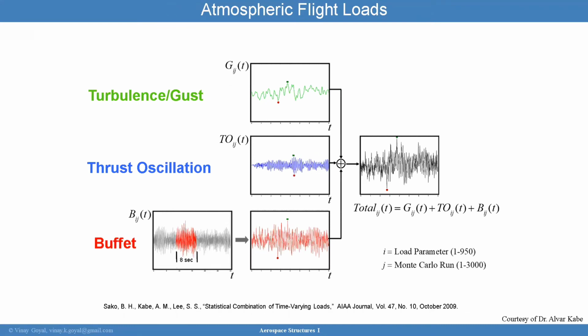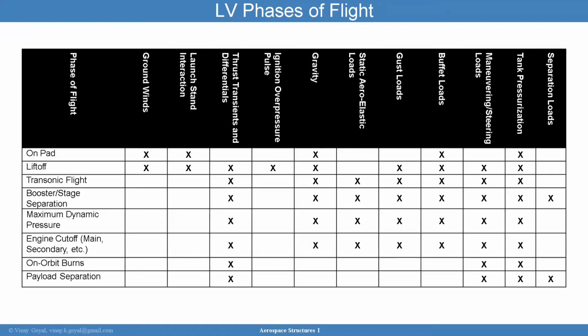Here, the atmospheric flight loads then have to consider total combination, and here are the equations that people use: statistical combination of time varying loads, and you're looking at turbulence, gust, thrust oscillations, and buffet, and all three have to be combined to give you a total effect and be able to give you a good understanding of the loads acting on the vehicle.